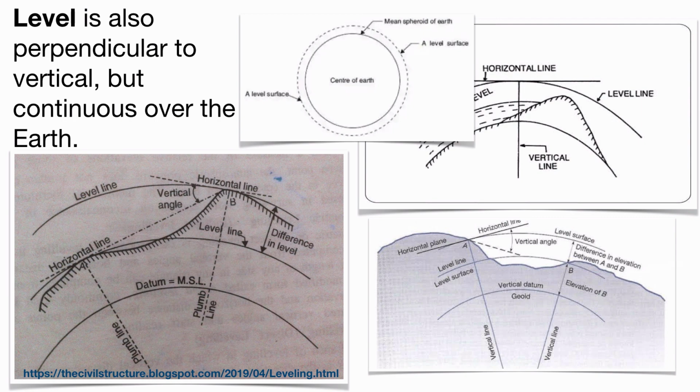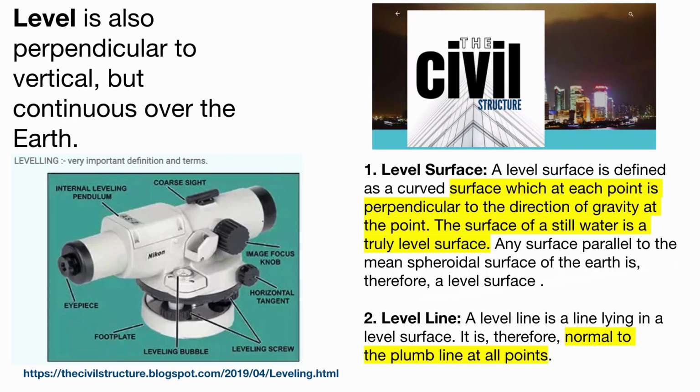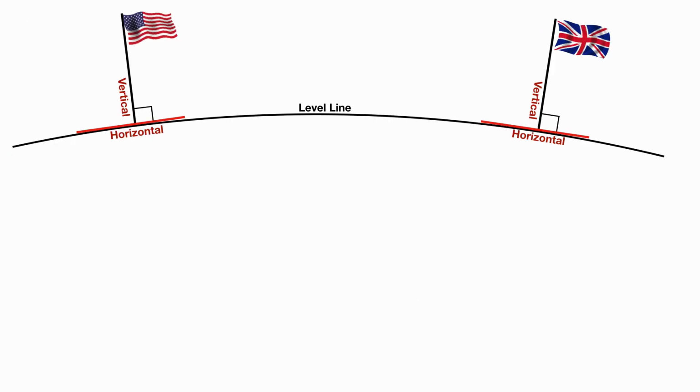Level is very similar to horizontal in that it is perpendicular to vertical. While horizontal is a ruler-straight line, level is smoothly continuous. I hope you agree with what the Civil Structure website has to say in that a level surface is perpendicular to gravity, and that the surface of still water is level, and that a level line is normal or perpendicular to plumb. Can we stick with these three definitions?